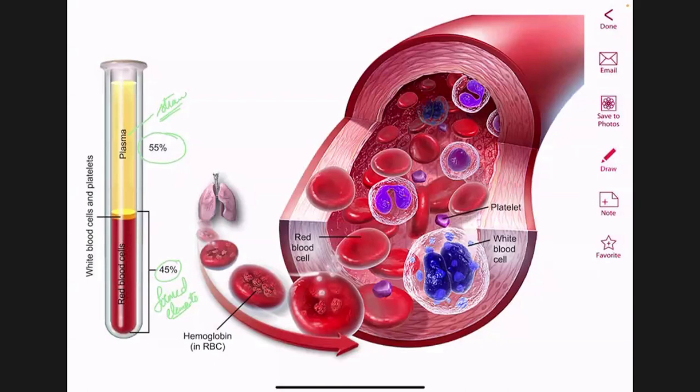In these formed elements, which cell is more in number? Tell me. Erythrocytes, or red blood cells. Can you see, students, here? Among this 45%, white blood cells and platelets are very less. This dark yellow color, because they are not red in color, right? The red part is more.